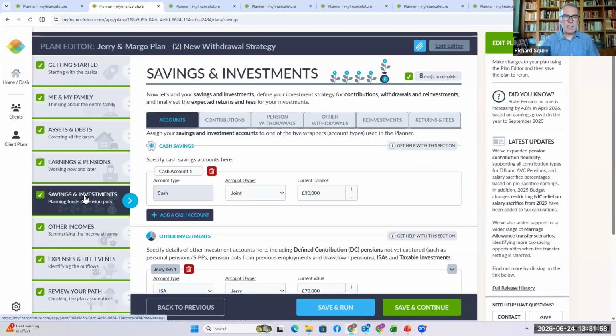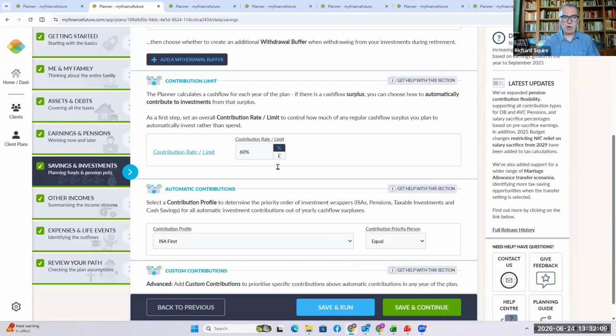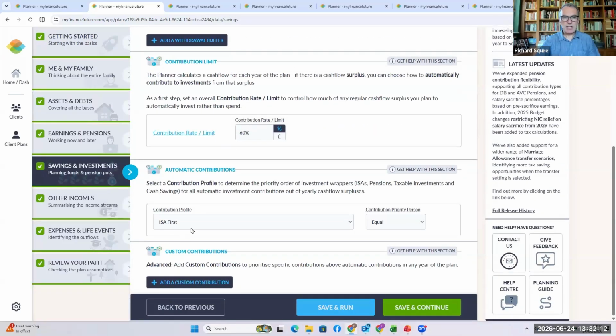What we're going to do now is try and mitigate that peak of additional rate tax before retirement. So we'll look at the contribution strategy. At the moment, we've got this automated strategy, which is ISA first. So essentially, any surplus is being pushed into an ISA and using up both Jerry and Margot's ISA limits of 20,000 each with the surplus. Any excess might go into pensions, but the bulk of it's going into ISAs.